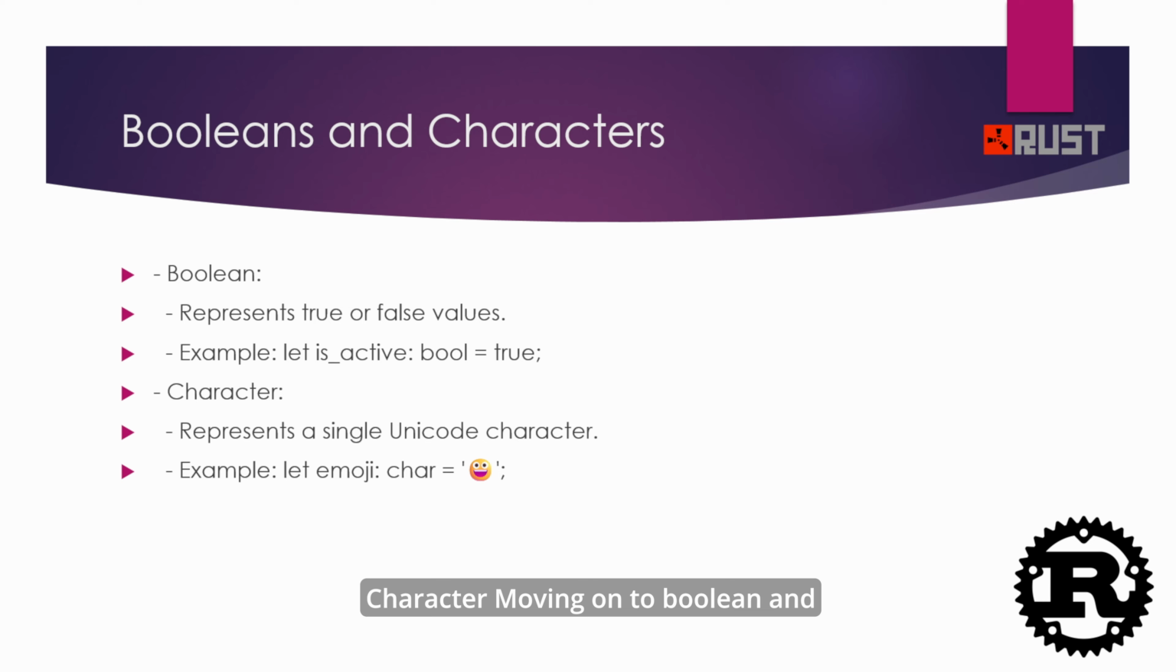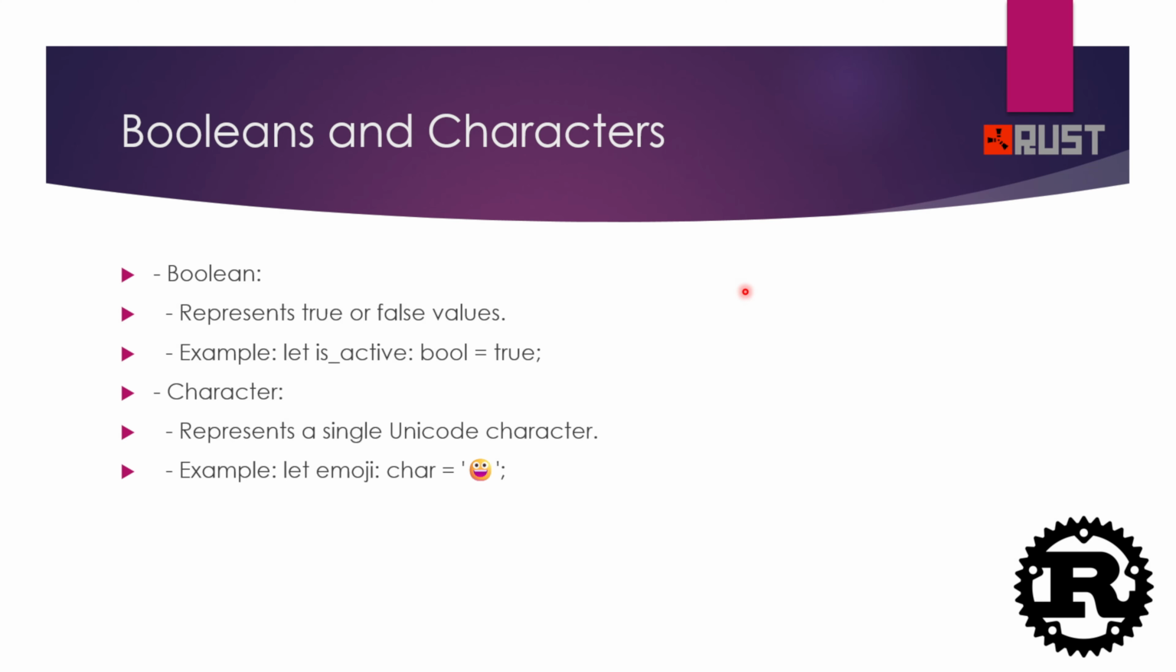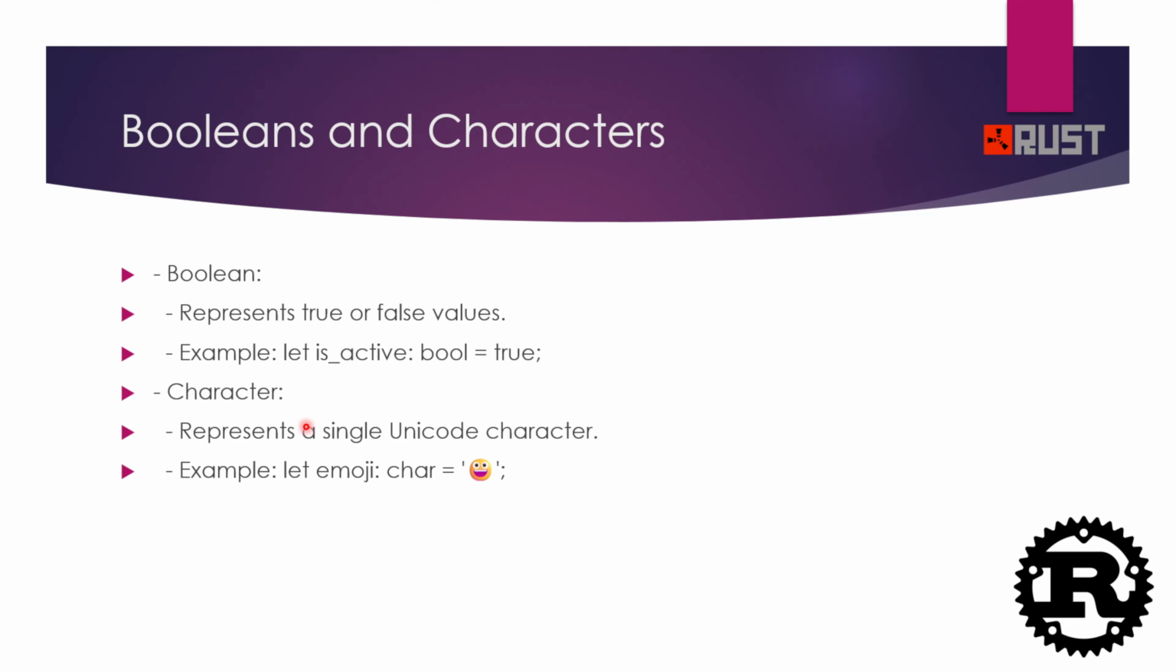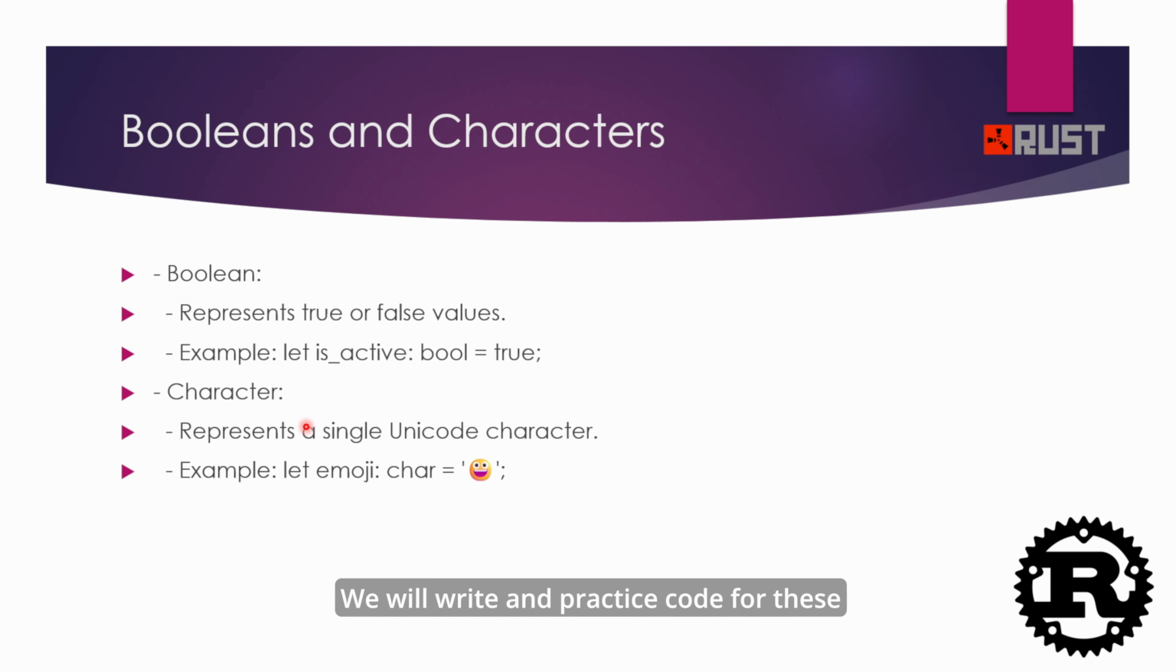Boolean and character. Moving on to boolean and character. A boolean can only be true or false, making it essential for conditions and logic. Characters in Rust are more powerful than in many languages. A character can represent a single Unicode character, whether it is a letter, a symbol, or even an emoji. We will write and practice code for these concepts in detail in upcoming videos.